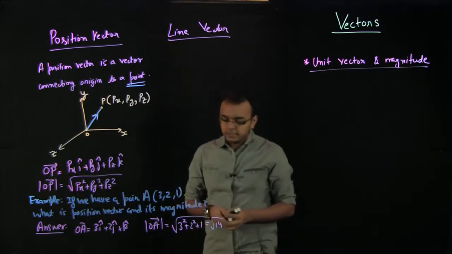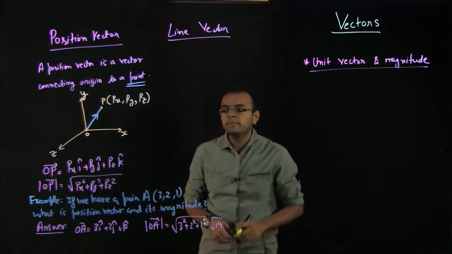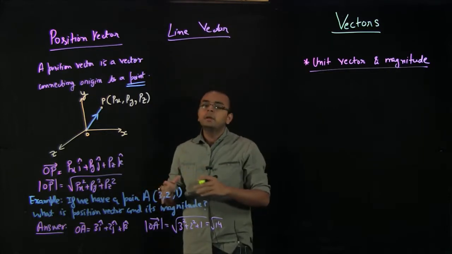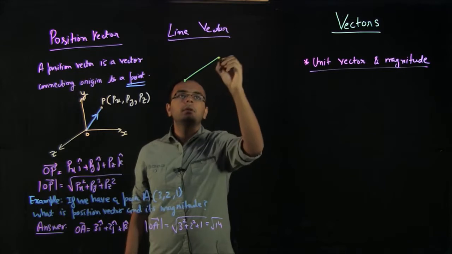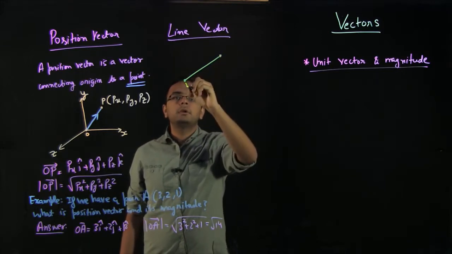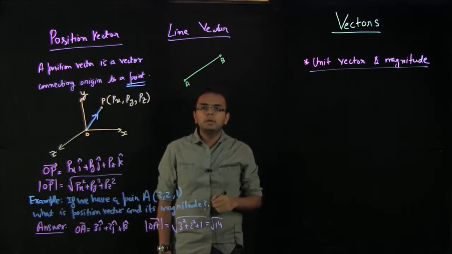Now let us move to a new type of vector, which is called the line vector. So position vector is for a point and line vector is for a line. As simple as that. So if you have a line, let us say connecting 2 points A and B.